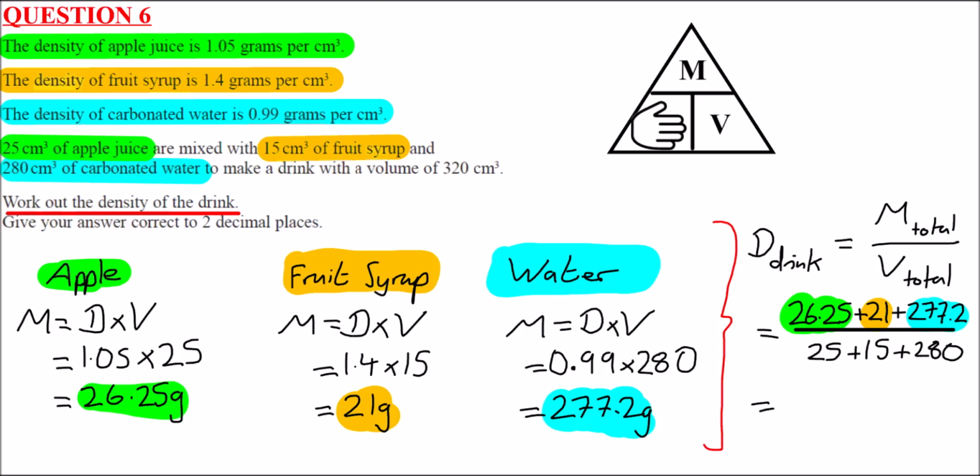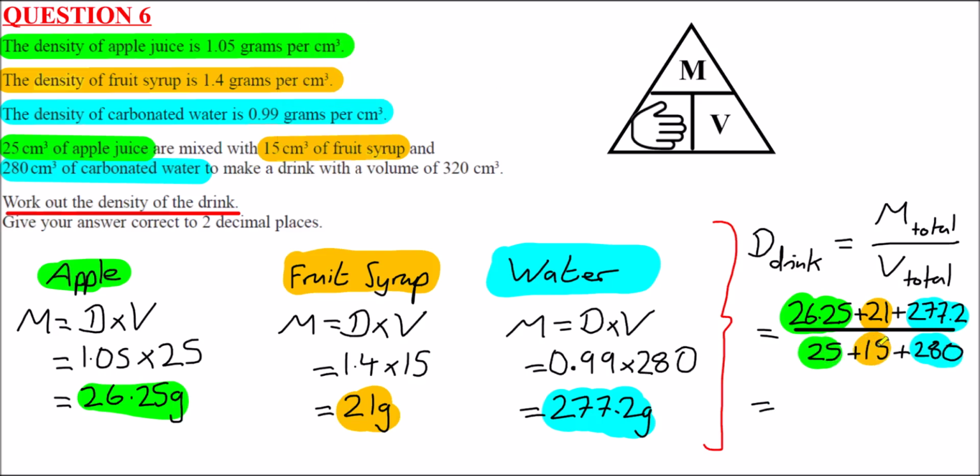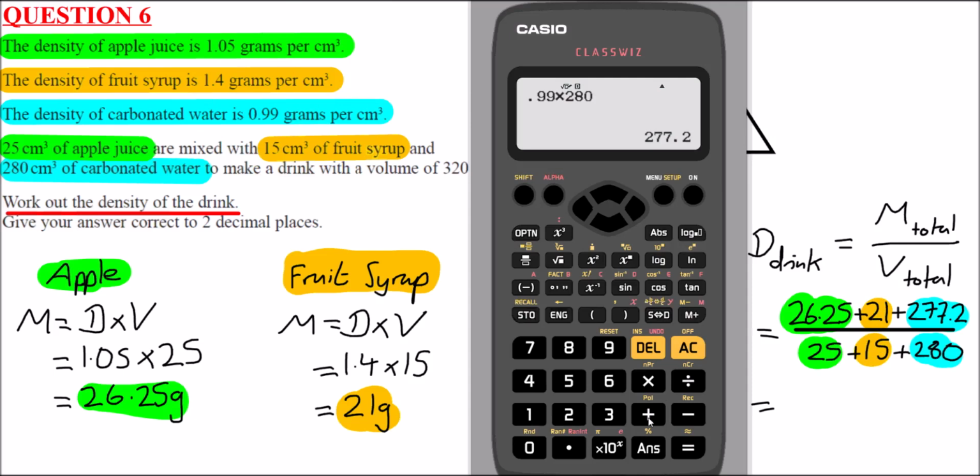So that's a calculation we need to do now. So 280 is for water, the 25 cm cubed was the apple juice, and finally the 15 cm cubed was the volume of the fruit syrup. So we just type this into the calculator very carefully indeed, of course, and what will come out is our final overall density of our drink. So 26.25 plus 21 plus 277.2, all of that divided by 25 plus 15 plus 280.